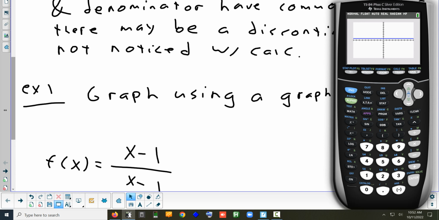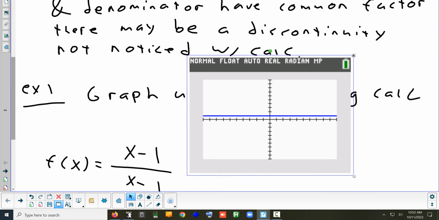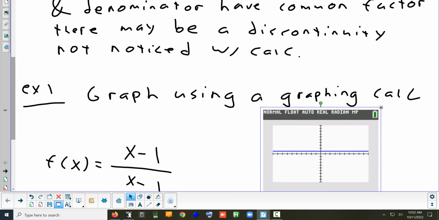But if you go to the table and you put in 1 as a value, it says error. If this really was a line, you should not get an error anywhere. So remember, if you're going to graph this by hand, put an open circle on the number 1, so we can see there that there's a hole.